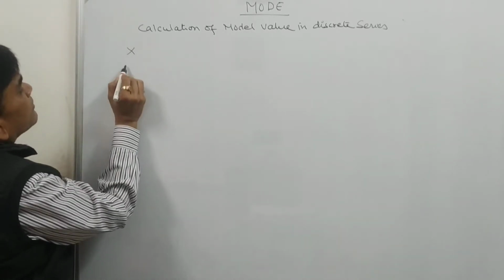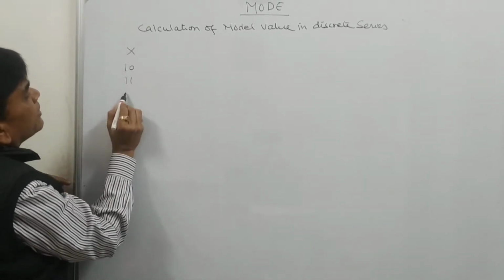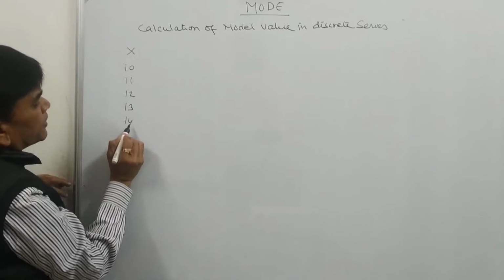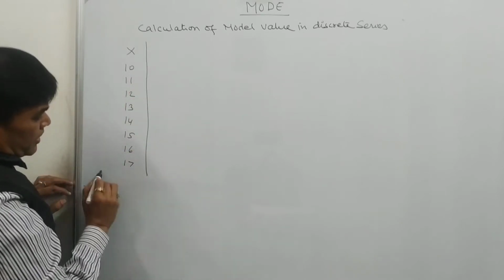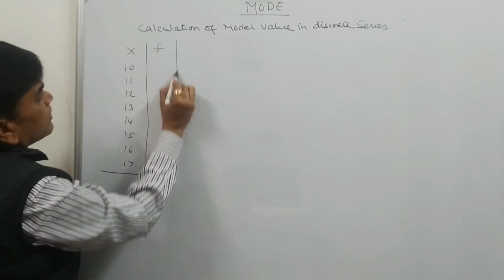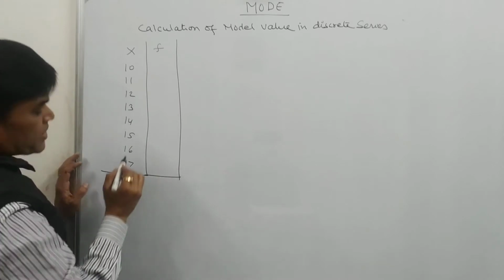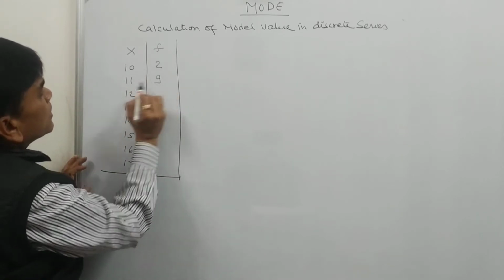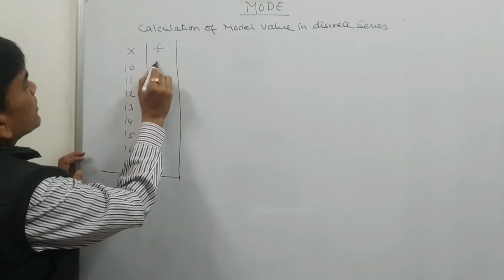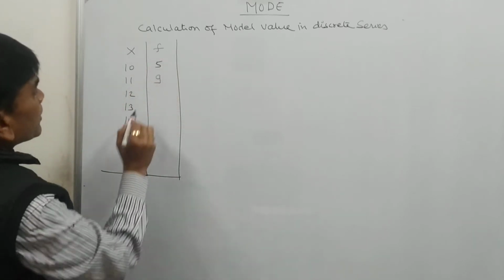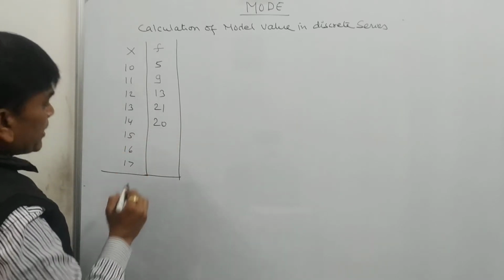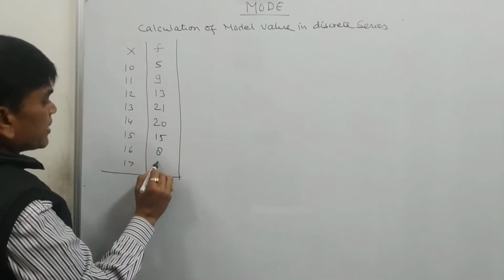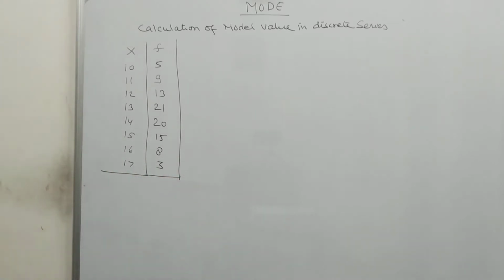Suppose we have the values 10, 11, 12, 13, 14, 15, 16 and 17. These are the values. Suppose our frequencies are 2, 9, 5, 9, 13, 21, 20, 15, 8, 3. Suppose these are the frequencies given to us.